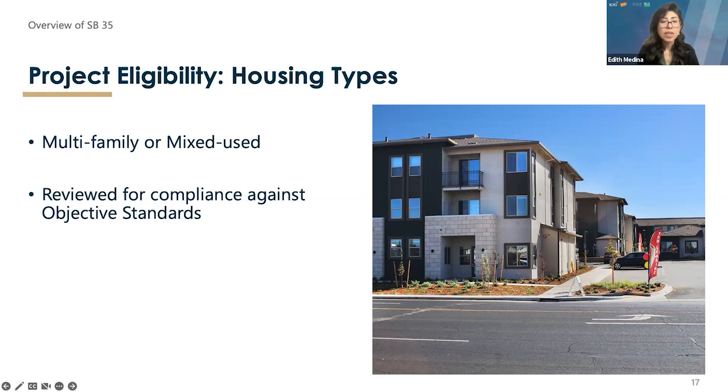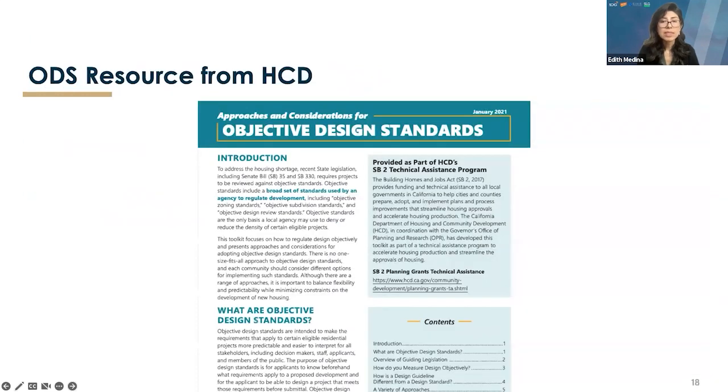And I want to point out that resources on designing objective design standards are available from HCD. It's a detailed and very helpful resource, and they go over what objective design standards are, and any model ordinances. One way to access it is to go to HCD's Housing Planning Hub site, and a link is also going to be provided to you by Jamie in the chat box.